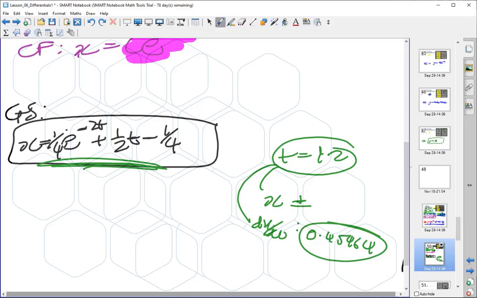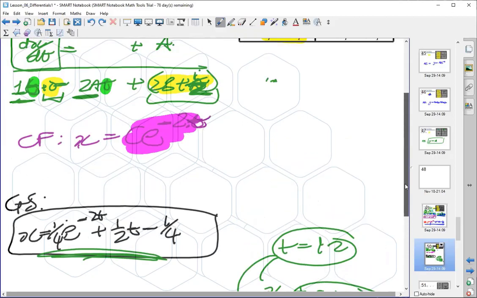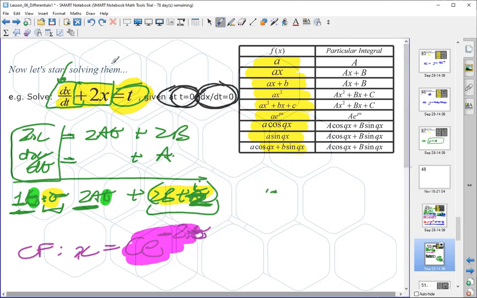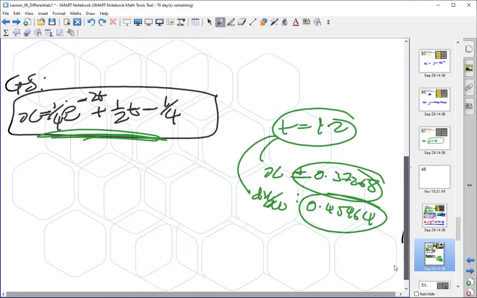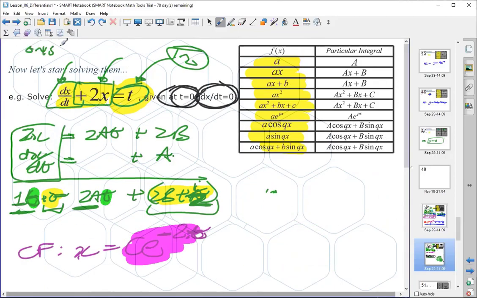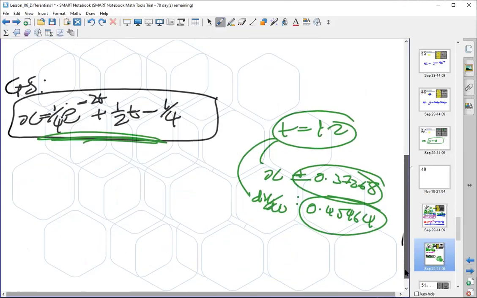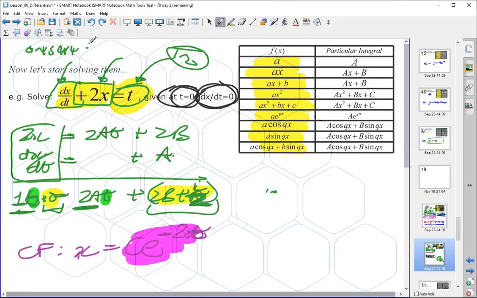And then I'll press equals, and it will tell me that x is 0.37268. Now I'm going to take these numbers and plonk them into here. dx by dt plus 2x should equal t. Well, I know t is 1.2 because that's the value I chose. I know dx by dt is 0.45464, and I know x is 0.37268. So 0.45464 plus 2 lots of 0.37268 equals, and if that works, it means my working is correct.